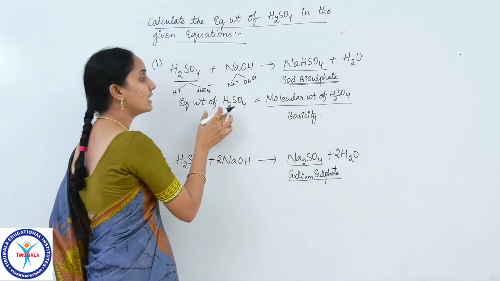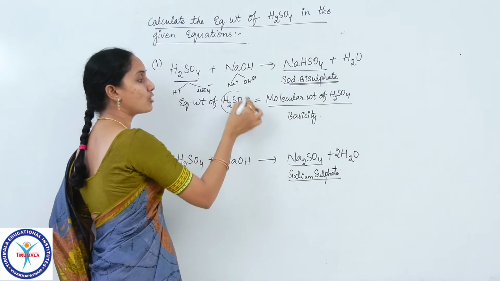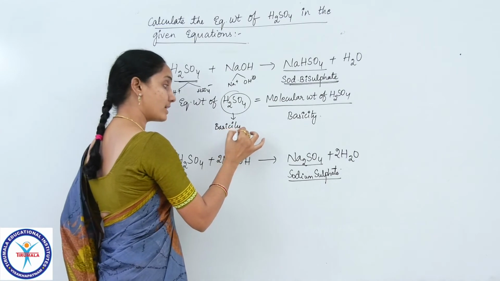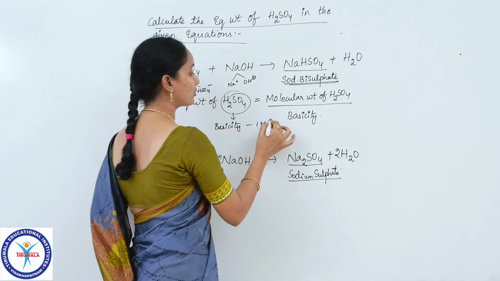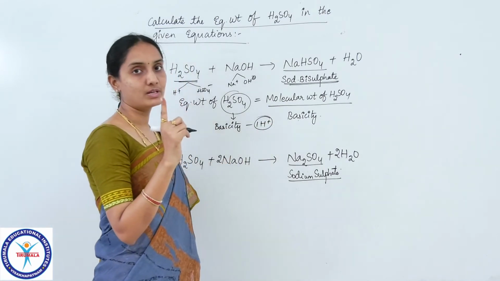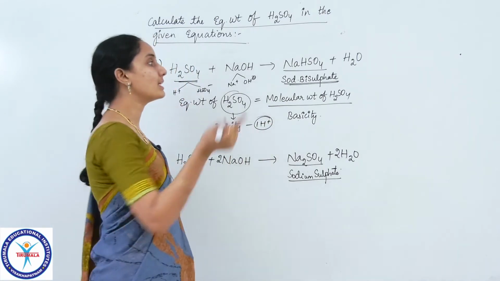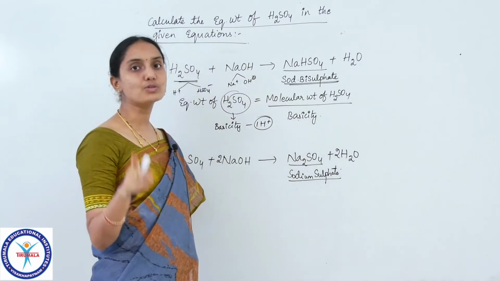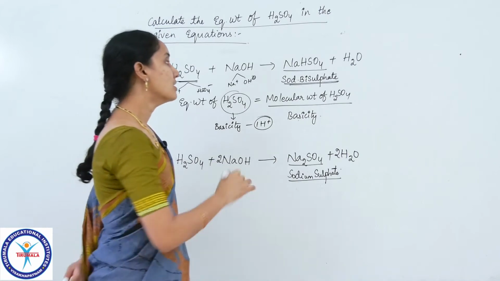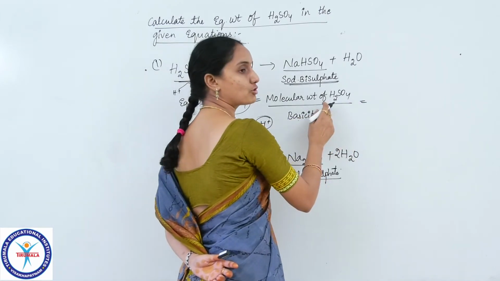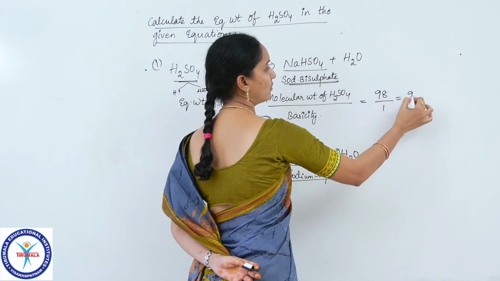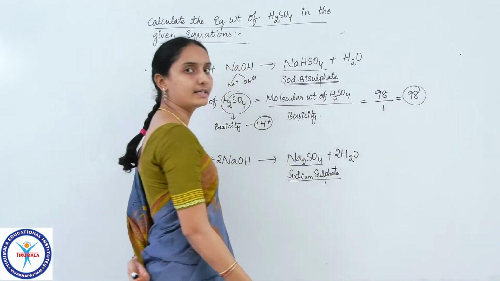So here H2SO4 has produced how many H pluses, children? Only one H plus ion. It has produced only one H plus ion. So basicity here you have to take as 1. Even though it can produce 2, in the equation it has produced only 1. So according to that equation only you have to take. So what would be the molar mass of H2SO4? 98 upon 1 you have to do. So again it is 98, children.